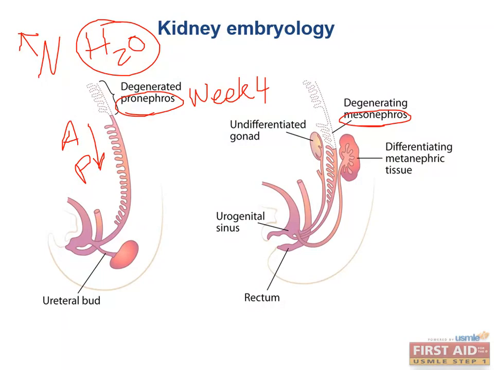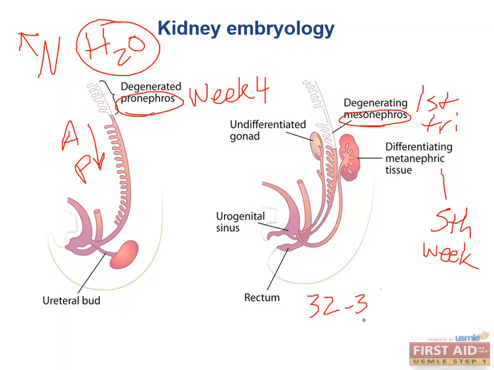And the mesonephros functions as the kidney for the first trimester, and then later contributes to parts of the male genital system, such as the efferent ductules. Now the metanephros first appears in the 5th week of gestation. And what will it ultimately become? It will ultimately become the permanent functioning kidney. And nephrogenesis in the fetus continues through 32 to 36 weeks of gestation.